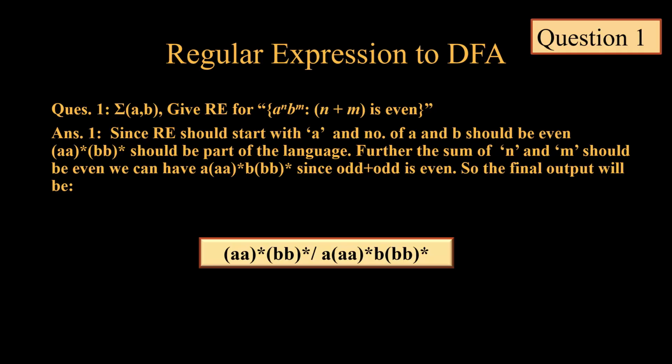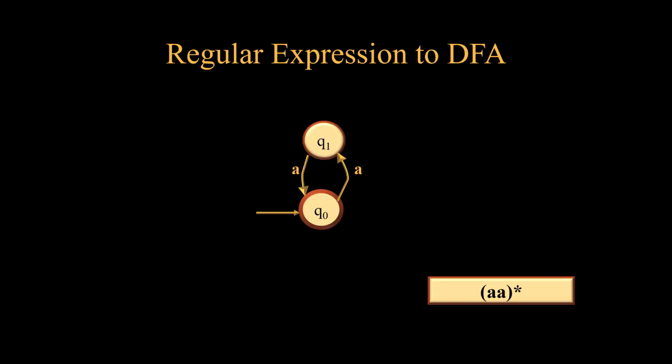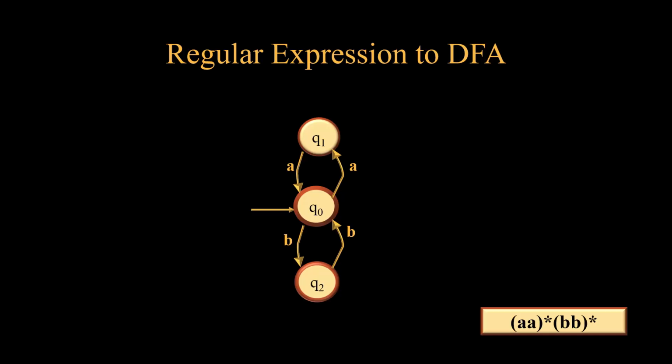Now we will draw the DFA corresponding to this. Initially we draw the DFA for a star. Then we think about b star. Is this DFA correct, if we give a star from Q0 to Q1 and b star from Q0 to Q2? No, this is not correct. Why? Because in this case we can have a after b, which is wrong.